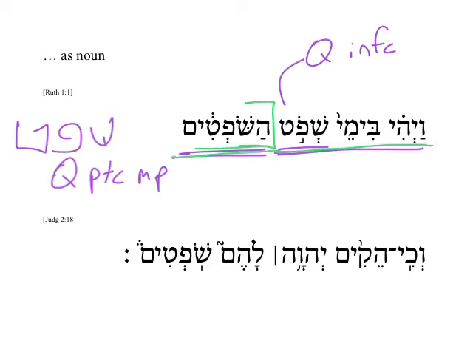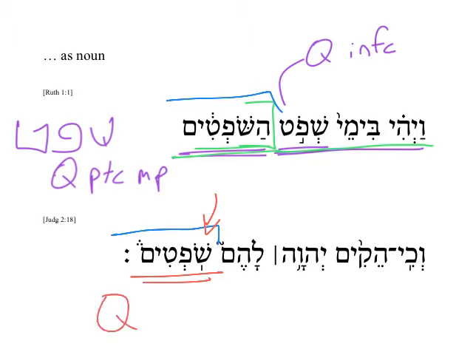However, the participle can still function as a noun even without the article, while having the article happens to be a little bit more common. Here's an example from Judges chapter 2. V'chi hakim Hashem lachem shofatim. And when the Lord would raise up for them judges. This example also uses the same root, also in the plural. In this case, though, there's no article on the front. It's just shofatim. So this is qal participle, masculine plural, and the context shows us that we're still talking about judges, so the ones who are judging, literally, but we would just translate that judges.